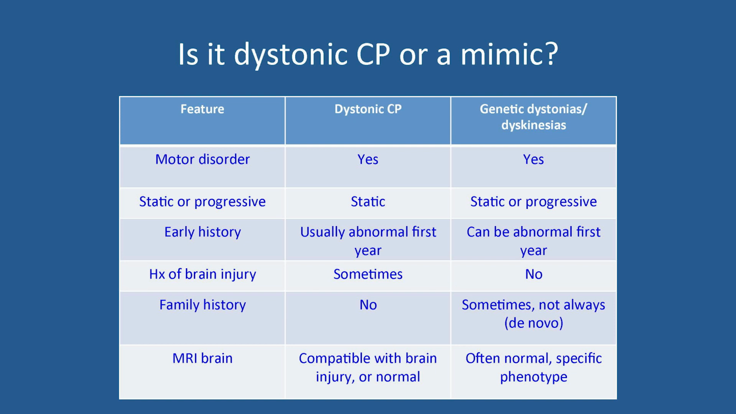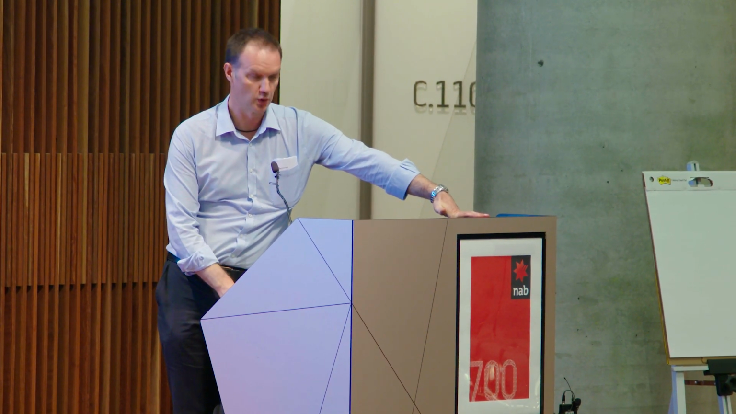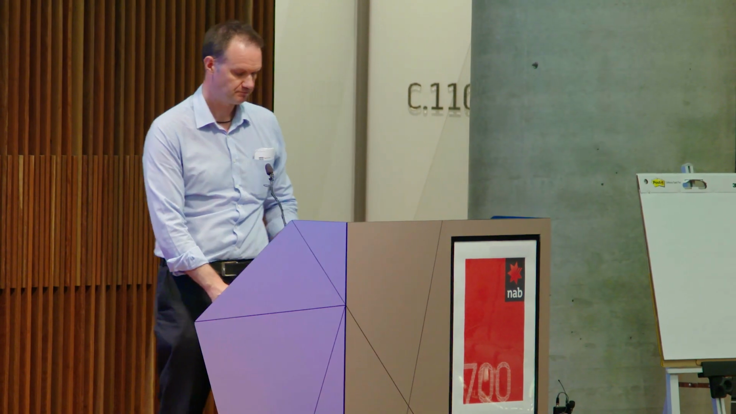In dystonic CP, there's sometimes a history of a brain injury, but not always, whereas in genetic dystonia, there shouldn't be. There shouldn't be a family history in dystonic CP, whereas in genetic dystonia there may be, but actually most of the dystonia genes are new, what we call de novo, so there isn't a family history. And then the MRI brain sometimes shows a brain injury if there was a birth injury, for example, but is often normal. In the genetic dystonias, it's either normal or shows a specific genetic phenotype.